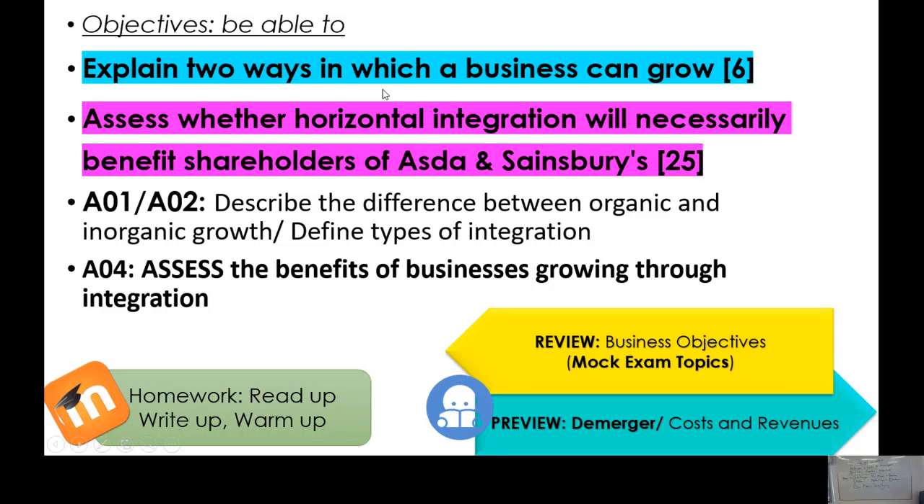So things we're going to look at in the second part of the session, 2 ways in which businesses can grow. So specific key terms here about how a business can grow, and looking at whether horizontal integration will necessarily benefit shareholders. So we need to find out what integration is and what horizontal integration is. Types of growth we're going to look at are organic and inorganic, but then we're also going to look at types of integration, and we'll look at the benefits of growing through integration.